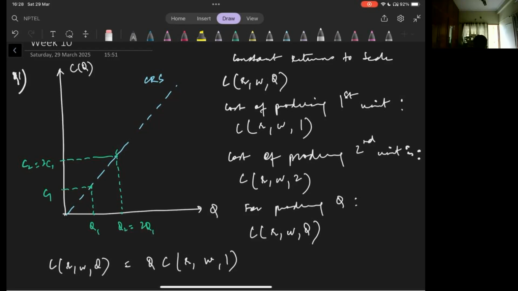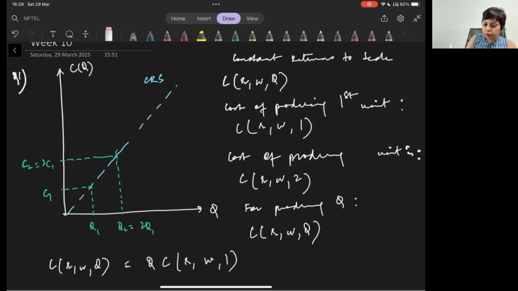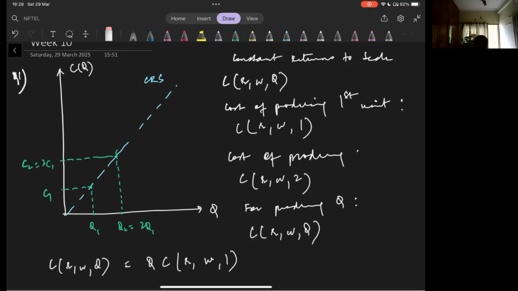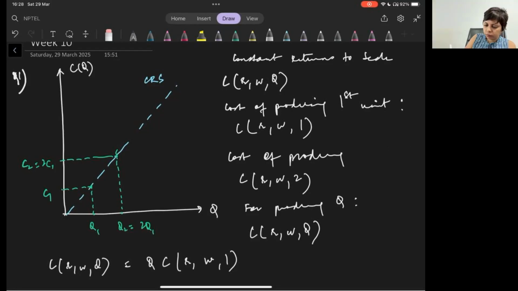Madam, I meant what you wrote on the screen, cost of producing second unit, C of R, comma W, comma 2. Oh, this is 2 units, sorry. Yeah, this is 2 units. Yeah, this is the cost of producing 2 units.